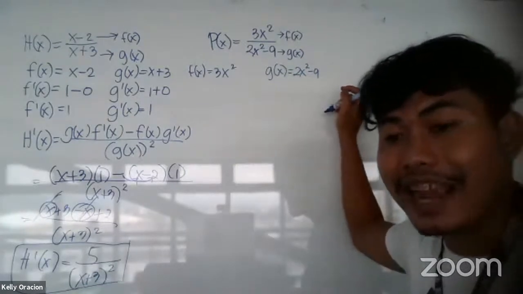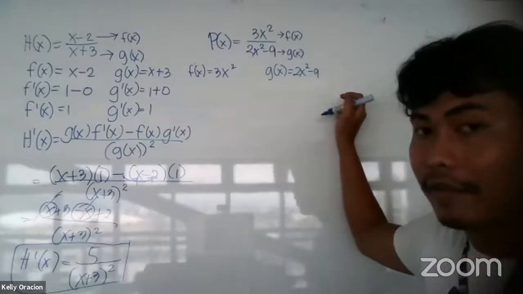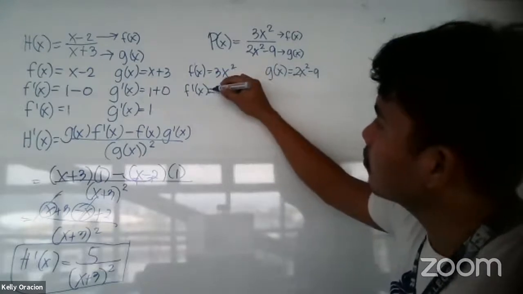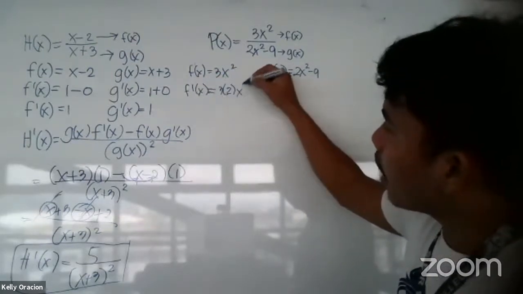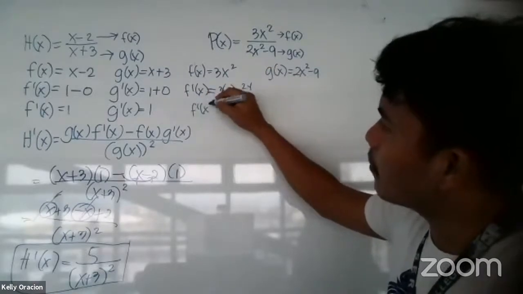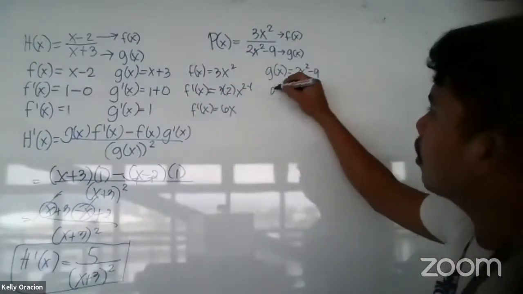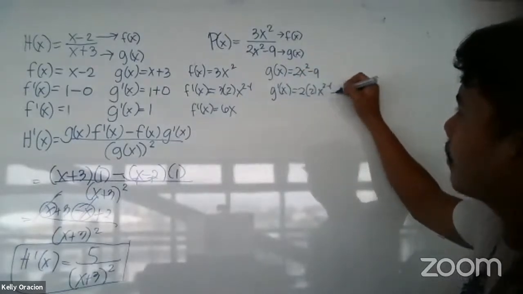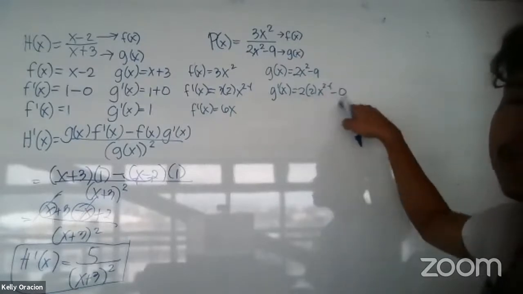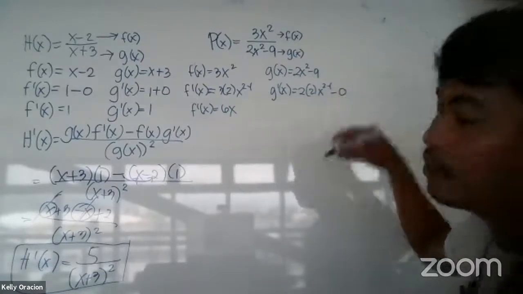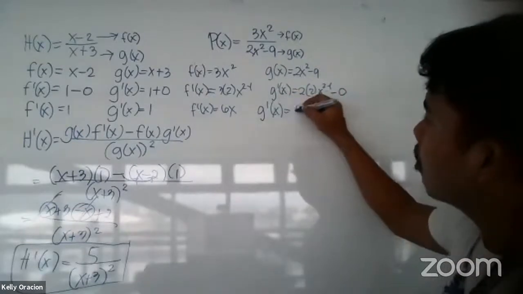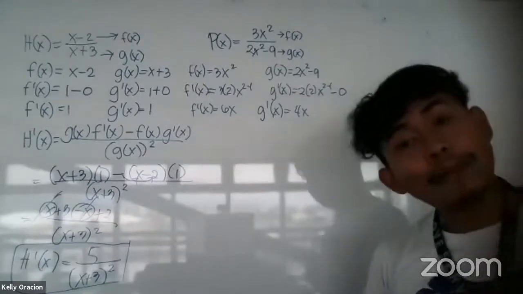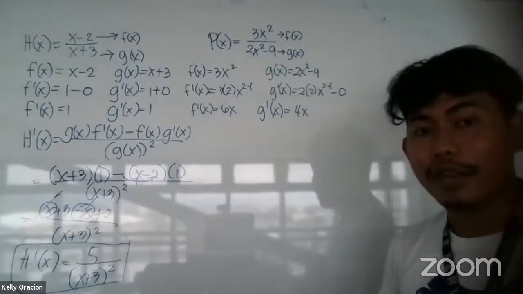You are going to get their derivatives. Hanapin mo yung derivatives lang. So f prime x, that's 3 times 2, x to the 2 minus 1. So f prime x, that's 6x. Ito, g prime x, 2 times 2x to the 2 minus 1 minus 0. Derivative of 9 is 0. So g prime x, 4x. And copy the formula. Okay?